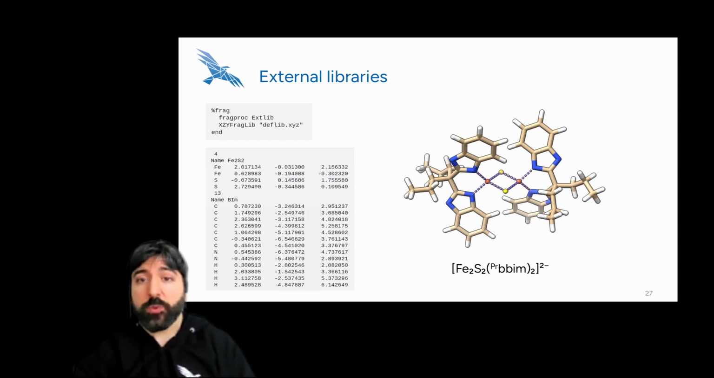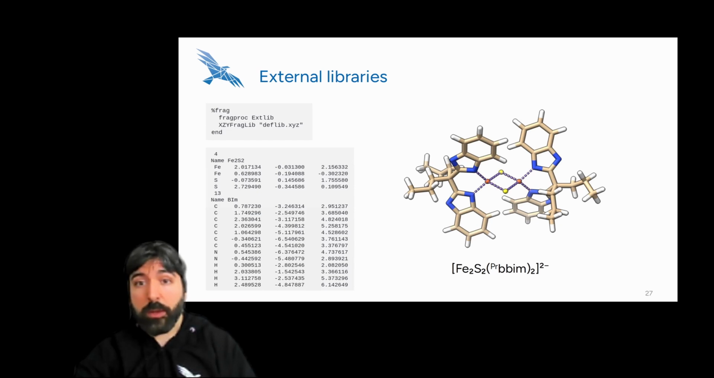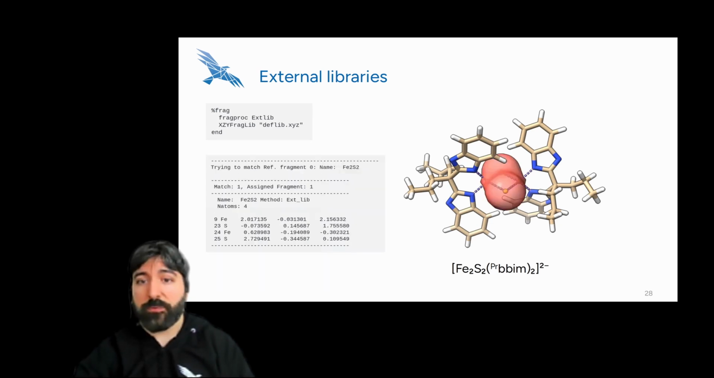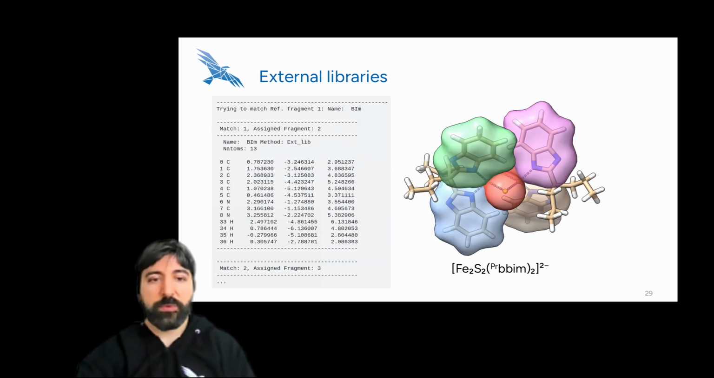The only thing you need to do is create your own XYZ file containing the geometry of the iron-sulfur core and one benzimidazole. Then use the external library procedure in the fragmentation block. What the code is going to do is read your geometry, transform it into a graph, and search for it inside your geometry. So in this case, we will first assign the iron and sulfur to a first fragment, and then each of the benzimidazole rings is going to be detected and assigned to a different fragment.